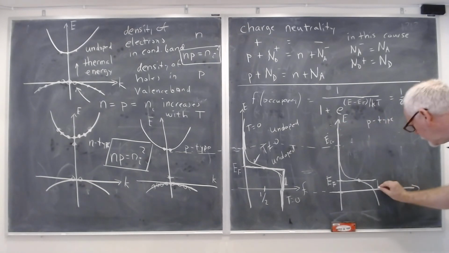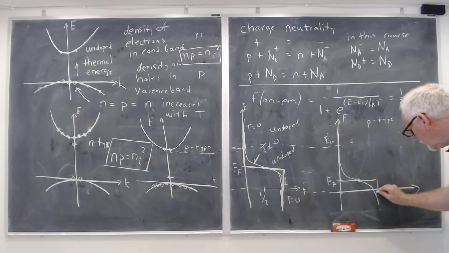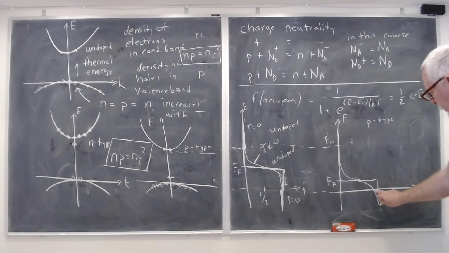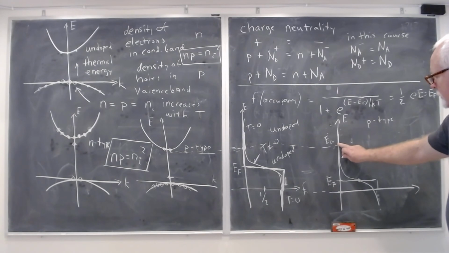All right, now I can sort of start to draw the indication of how many holes there are. And you see it's indicated by the fact that F is less than 1 down here by quite a bit. F is greater than 0 up here by a very much smaller amount.